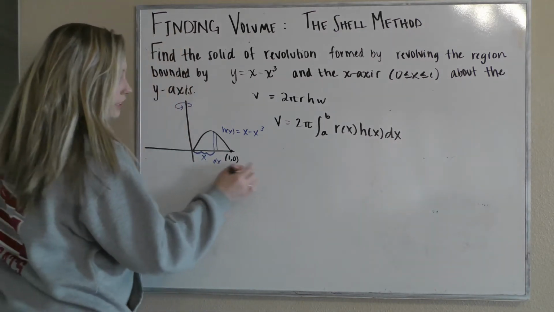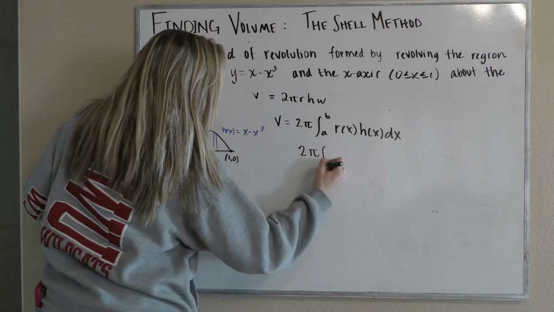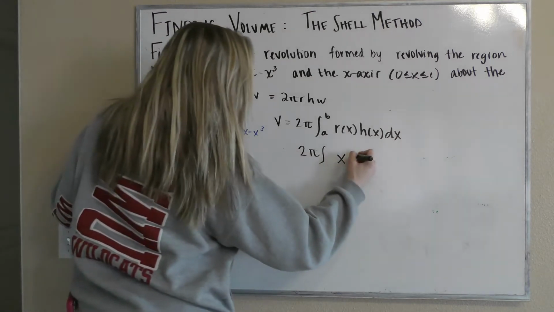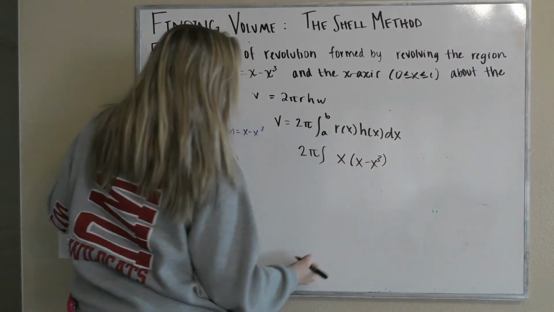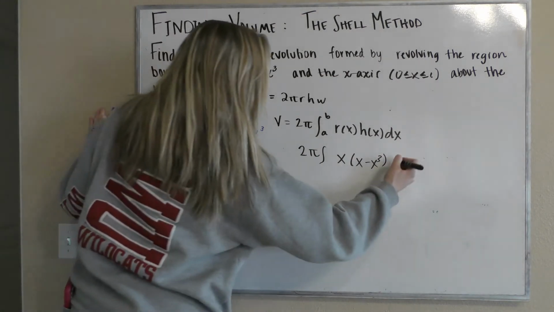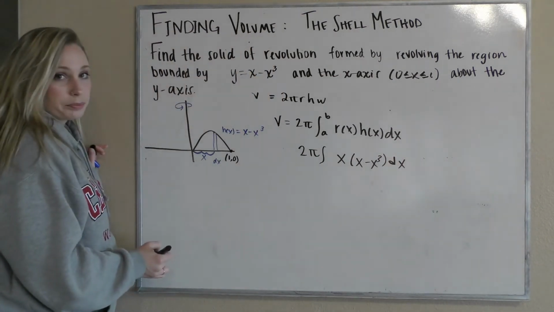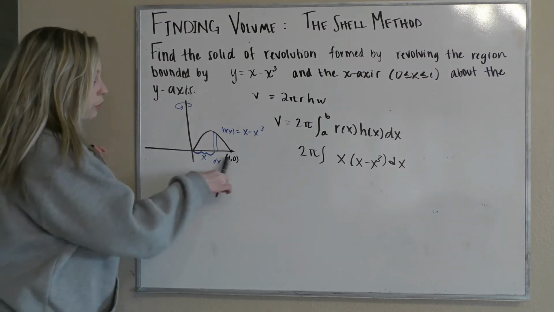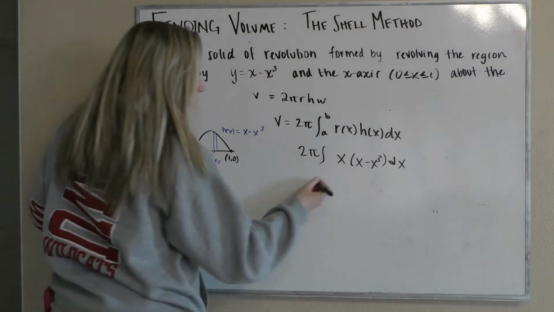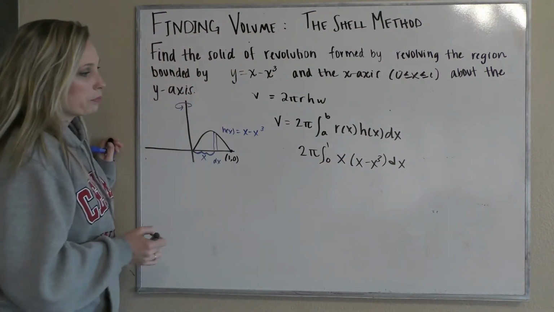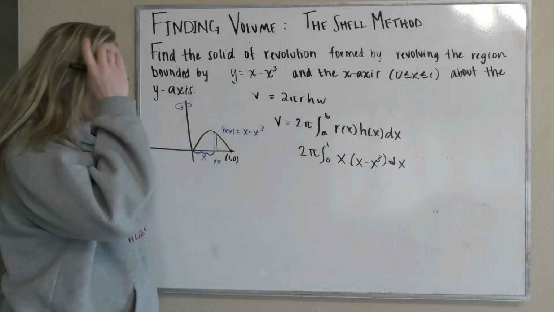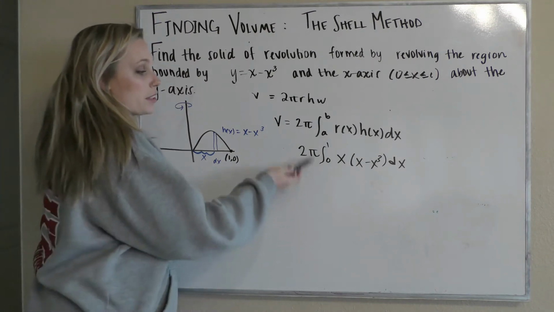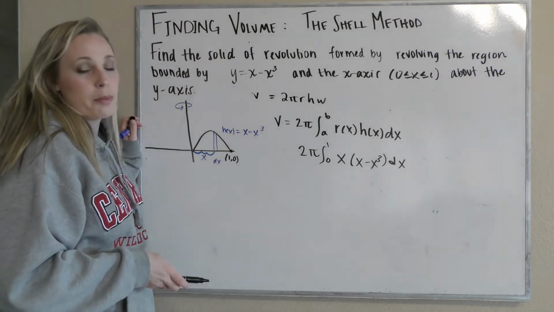So our radius we figured out is x, so we have 2 pi x. The height is the equation x minus x cubed, and then the width is dx. Now we need to figure out what our upper and lower bounds are. The lower bound is going to be 0, and then we're going to integrate up to 1. So 0 to 1. Of course, we can integrate this by hand, or we could use our technology. For me, because I have technology at my fingertips and it's a definite integral, I'm going to use my technology.